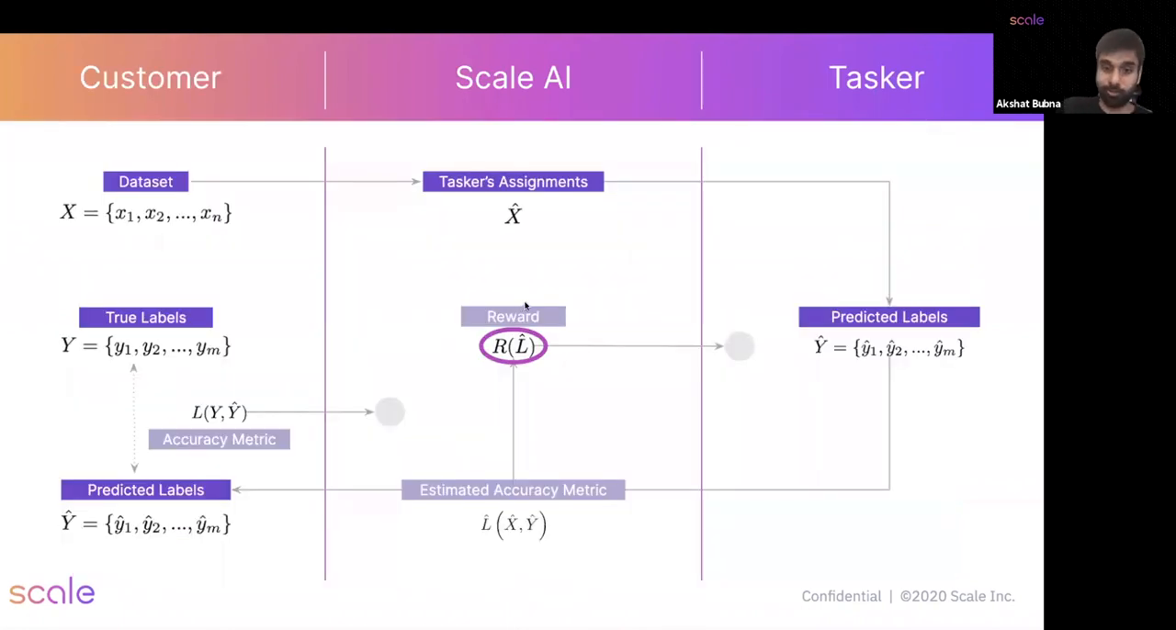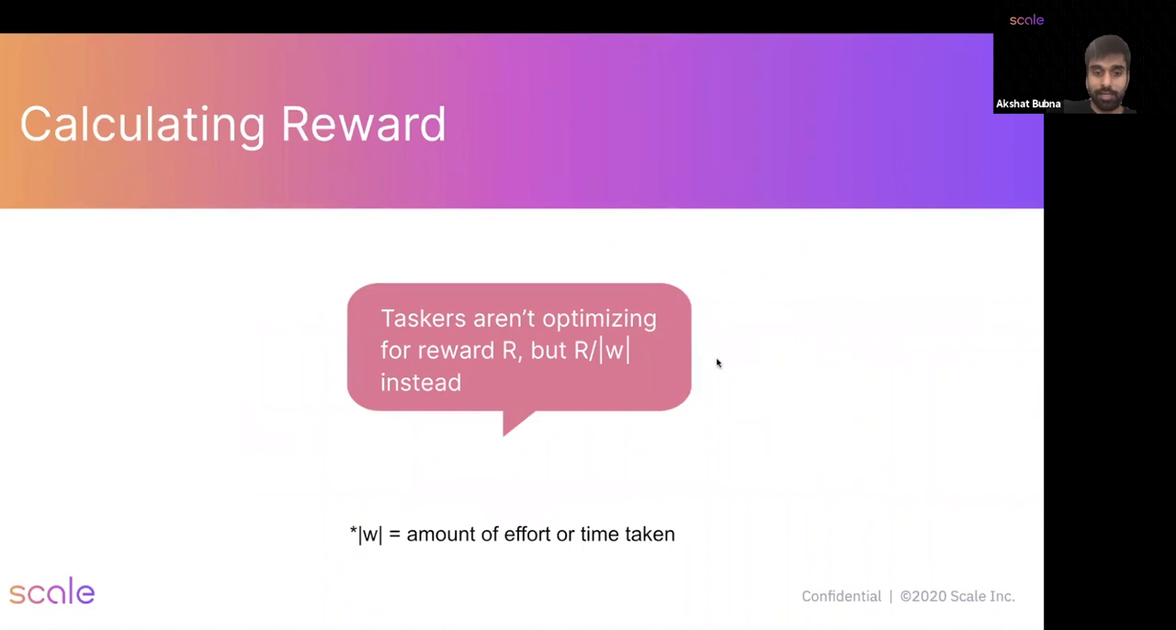Finally, I want to talk about reward, which, now that we understand how we're giving tasks to people and how we're estimating their accuracy, is the most important piece: how do we actually give them feedback and pay so that they're incentivized to produce high quality data? Before we talk about it, the most important thing to call out is that taskers are not optimizing for the reward itself, but for reward over W, which I'm calling the amount of effort or time taken.